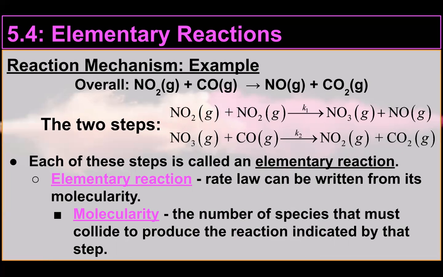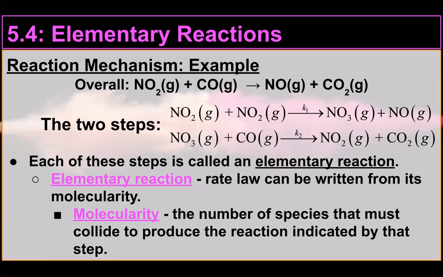The two elementary reactions that we have here, again, the rate determining step, whether it's this one or this one, gives us information about the molecularity. And that's just the number of species that have to collide in order for our reaction to happen. So both these reactions do have molecularity. This one and this one, we got two things colliding together. So they both involve two reactants that have to collide.